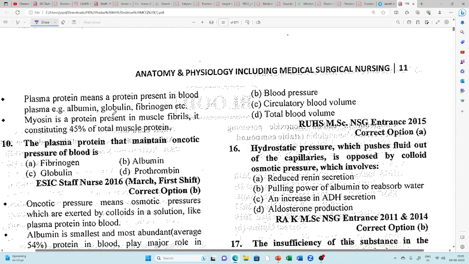Plasma protein means a protein present in blood plasma, for example, albumin, globulin, fibrinogen. Which plasma protein is most abundant in the blood? That is albumin. Albumin is the most abundant plasma protein in the blood. It maintains the viscosity, that means thickness, of the blood. Because of the normal amount of albumin only, we are maintaining the viscosity or thickness of our blood. Myosin is a protein present in muscle fibers. It constitutes 45% of total muscle protein. Okay, that is another very important point. Myosin is present in muscle fibrils. It is a protein, but it is present in muscle fibrils, and it constitutes 45% of total muscle protein.